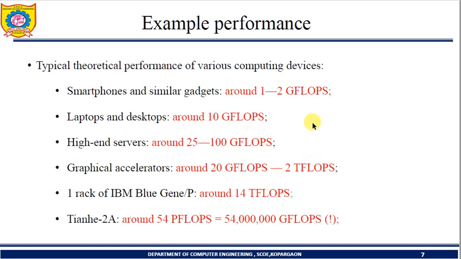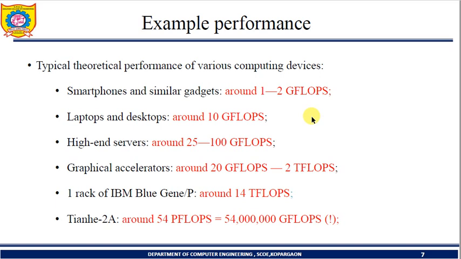Then there are some examples shown here. Typical theoretical performance of various computing devices is mentioned, like smartphones which are available with us, and similar gadgets. Around 1 to 2 G flops operations are executed per second. Then laptops and desktops have a performance of up to 10 G flops. Then high-end servers which are used for different applications have around 25 to 100 G flops.